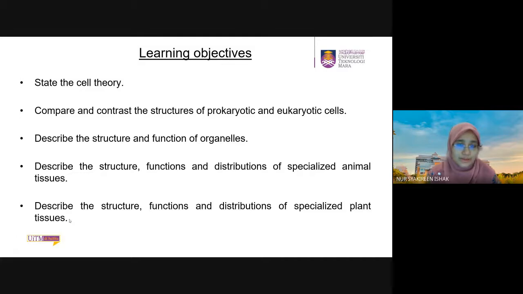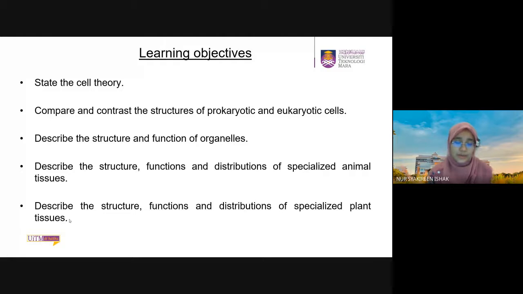And last, describe the structure, function and distribution of specialized plant tissues. So basically for this chapter, dia punya major component adalah you have to understand what is a cell, okay? What are the organelles that are found in cells? What are the functions of these organelles? You have to know how to draw the organelles, how to label, and how to describe the function of each of the organelles.